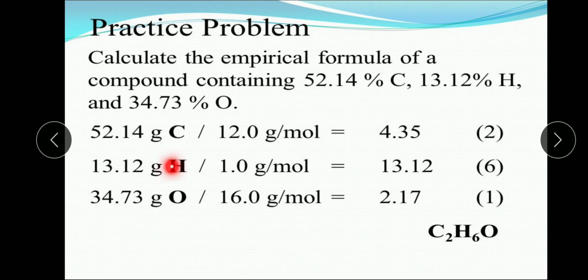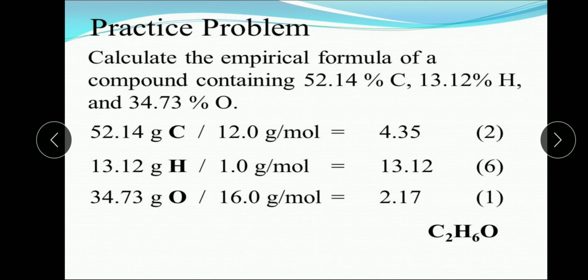Next, given 13.12% of hydrogen, replace percentage with gram. 13.12 gram of hydrogen divided by the weight of hydrogen, which is 1, gives 13.12. Later, given percentage of oxygen is 34.73. The percentage is replaced by gram. Note down 34.73 gram divided by the weight of oxygen, that is 16 gram per mole. It gives 2.17. Among these three, which one is least value? Least value is oxygen, 2.17. So divide each of the three numbers by 2.17.